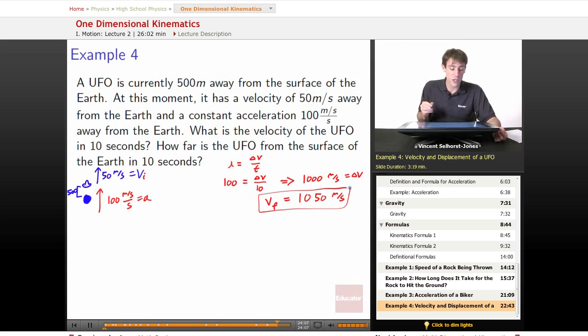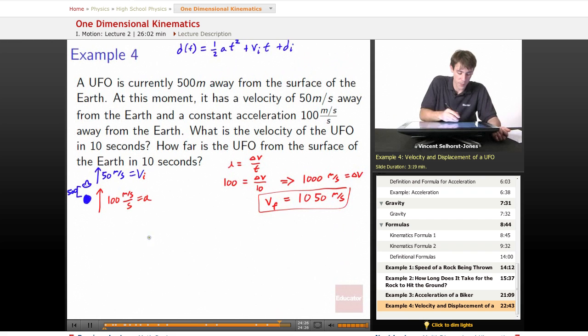If we want to know its location, how far is the UFO from the surface of the Earth in 10 seconds, we need to set up that same equation we used before: distance according to time equals 1/2 acceleration, if it's a constant acceleration, times the time squared, plus the initial velocity times time, plus its initial starting location. So we plug those in.